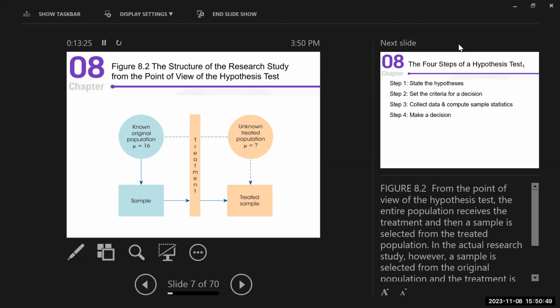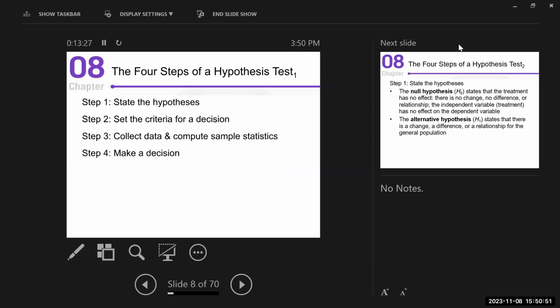Okay? I'll show you what the hypotheses are. So, know these steps. There are 4 steps to a hypothesis test. The first step is you're going to state your hypothesis. The second step is you're going to set the criteria for a decision. I'm going to explain all these in detail. So we've got a few more minutes, and then we'll get out of here.